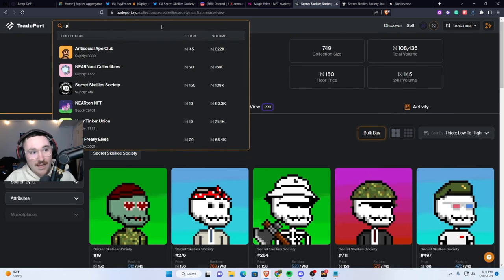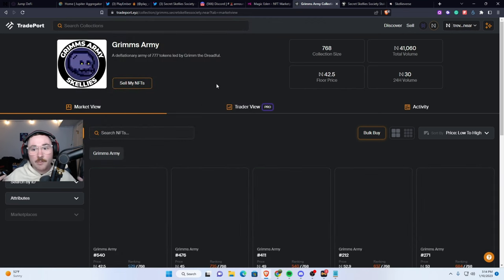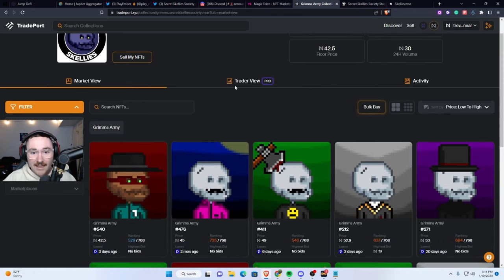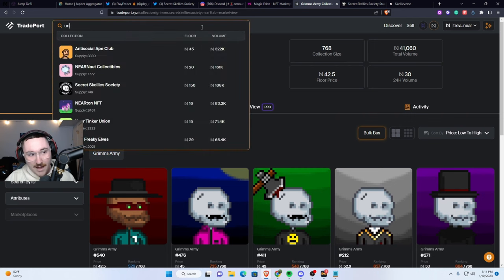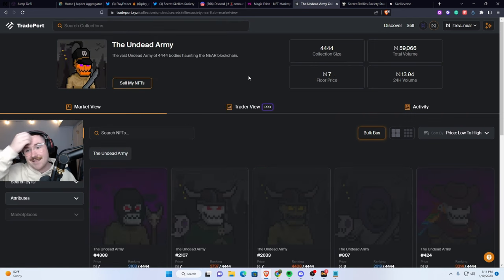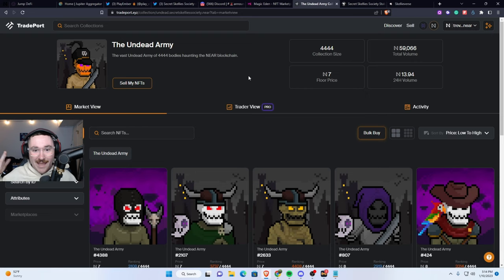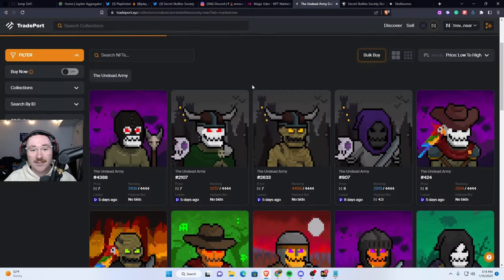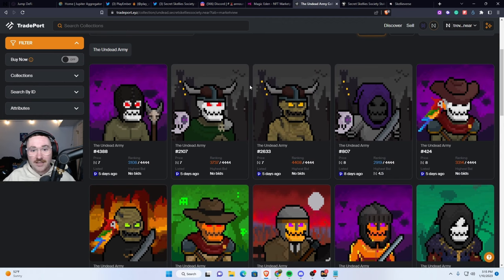The next one that they have is going to be Grimm's. Grimm's Army is their second gen, and they still look amazing. And the floor price for these is 42.5 Near, which is truly insane. And last but not least, my favorite, the Undead Army. I have a lot of these and I'll be happy to show you. Sitting at 7 Near. These are such a steal. They're my favorite because I just like the design. It just feels good, but definitely, I will link all these down below.